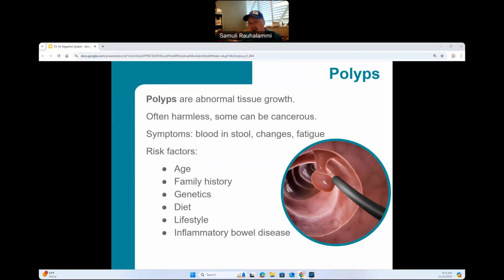There are many risk factors, including, for example, one's age, family history of polyps, a genetic component that plays a role, one's diet, lifestyle, and if one has an inflammatory bowel disease as well. So that was our polyps.